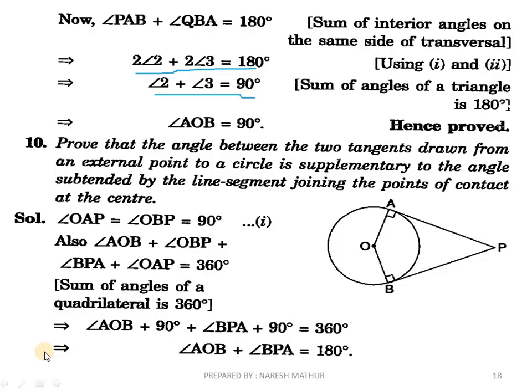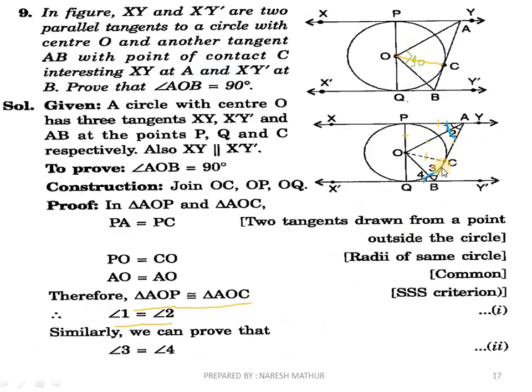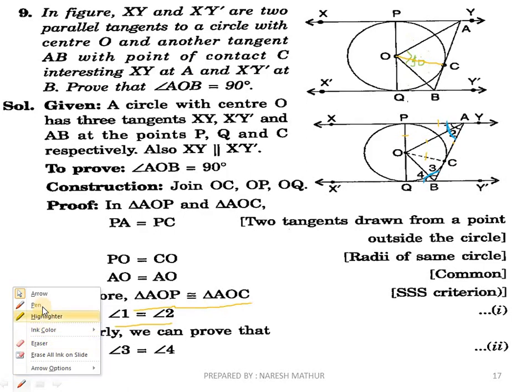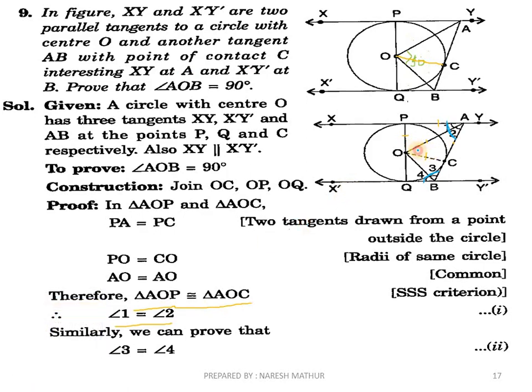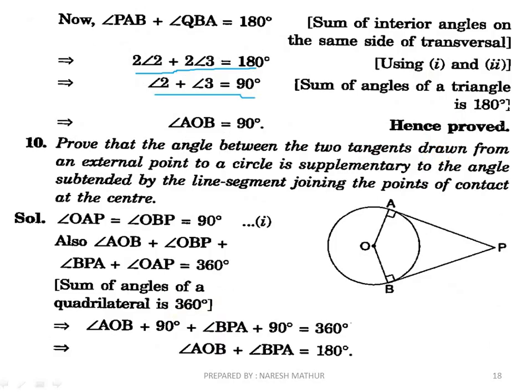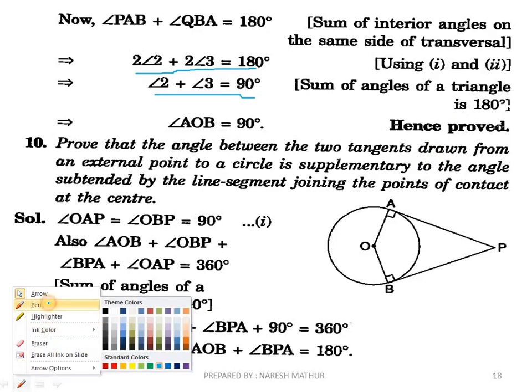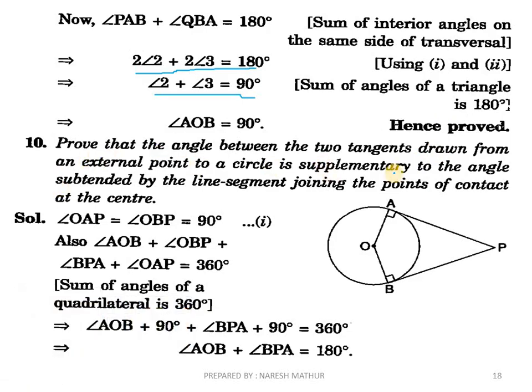Now see in the previous diagram, if angle 2 plus angle 3 equals 90 degrees, then angle AOC will also be equal to 90 degrees. Reason? Angle sum property. Because these two are 90 degrees, then this angle has to be 90 degrees. So we have just proved what we needed to prove. Clear?